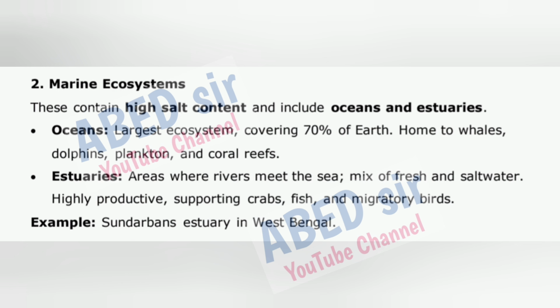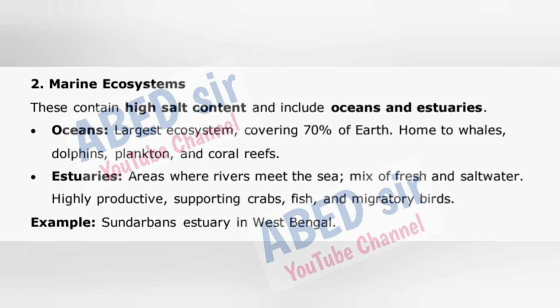2. Marine ecosystems. These contain high salt content and include oceans and estuaries. Oceans: largest ecosystem, covering 70% of Earth. Home to whales, dolphins, plankton, and coral reefs.